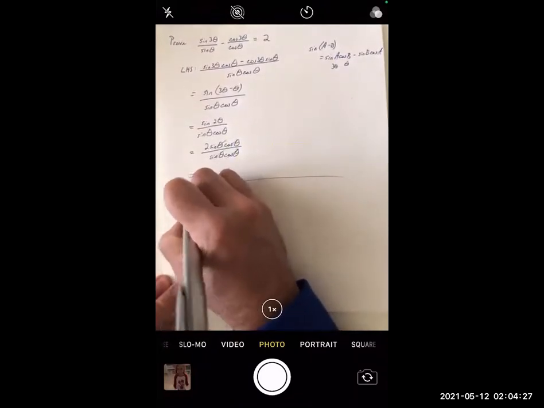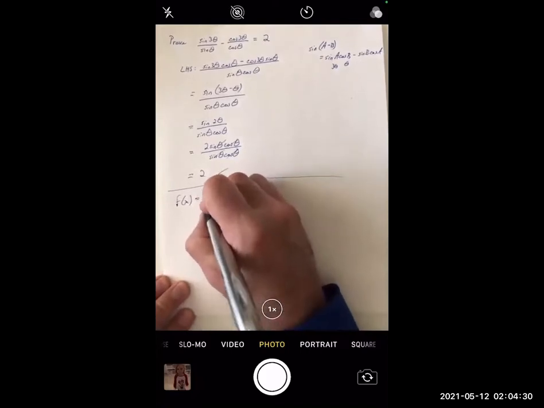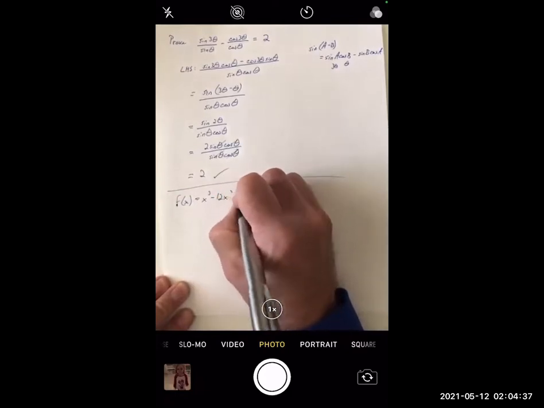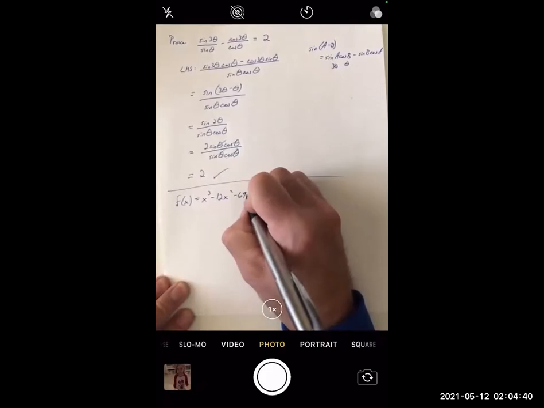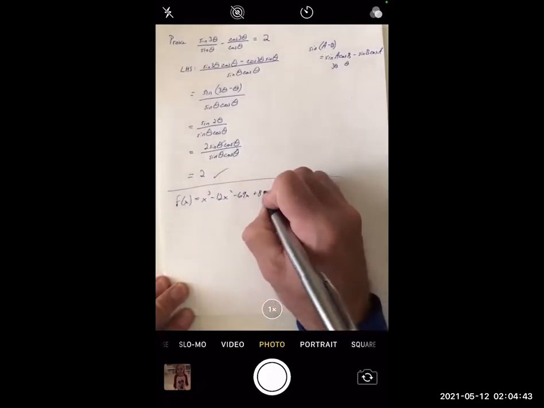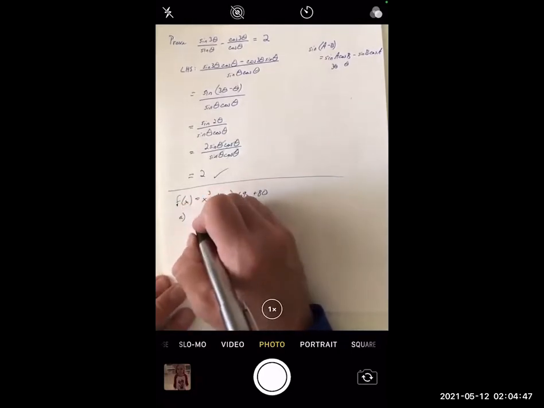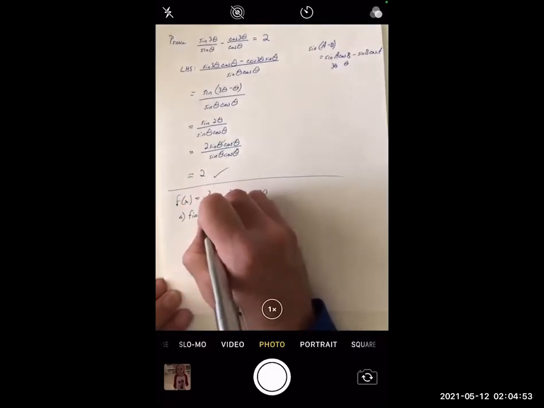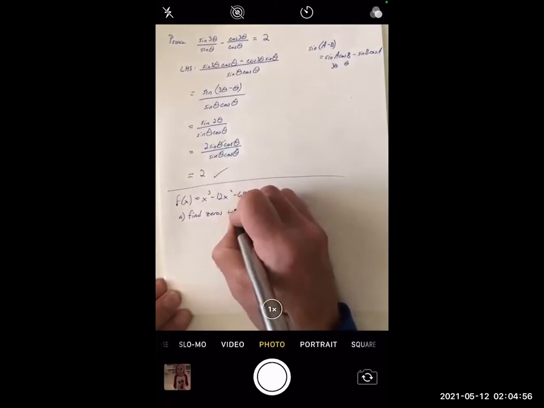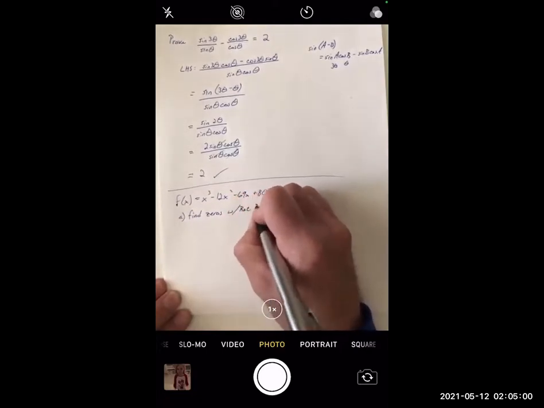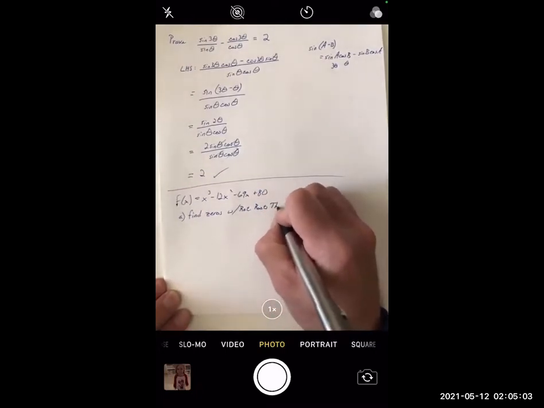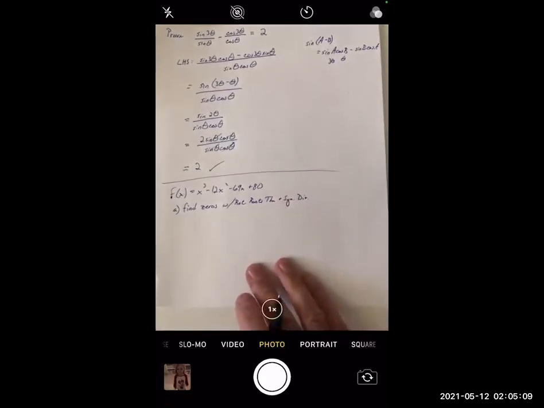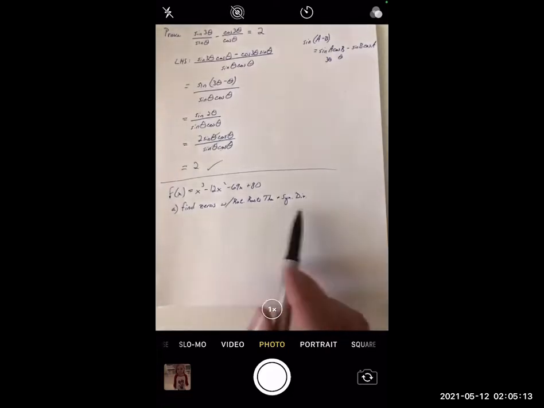Okay, so let's take f of x and let it equal x to the third minus 12x squared minus 69x plus 80. So we're going to find zeros with the rational roots theorem and synthetic division. Okay, so now you're forced to use it.